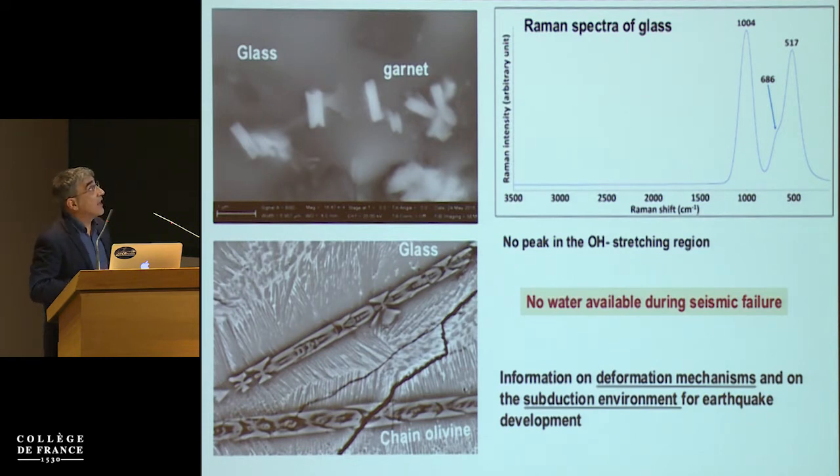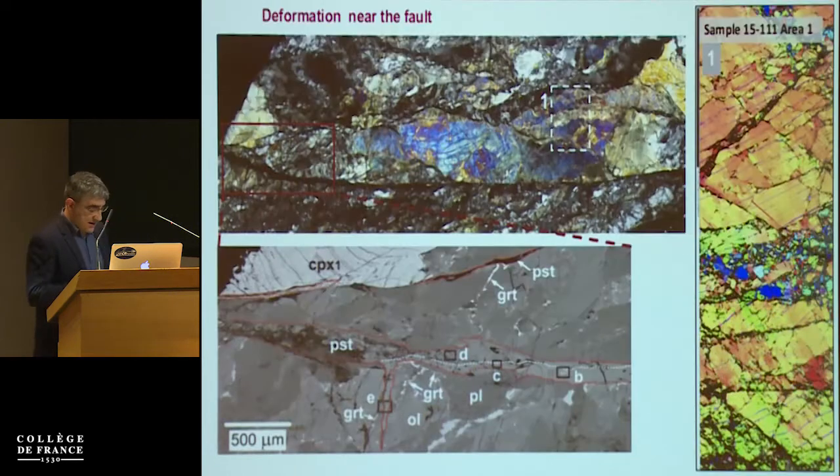And if we analyze the glass by Raman spectroscopy, we see no peak in the OH stretching region. So the glass is fully dry. And this implies that there was no water available during the seismic failure in this rock, so the environment was really dry. So this seems to be ruling out a role of a fluid phase in breaking up these rocks. And we can also test the style of deformation in the rocks surrounding the fault in order to see whether we can find some ductile deformation localizing the fault plane.